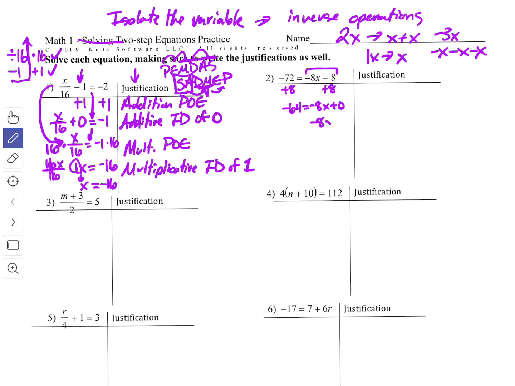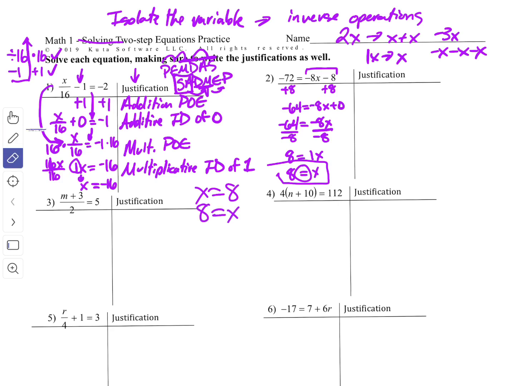That 0 we drop off because of that identity property. So now I've got -8 times x, so I'm going to divide by -8, giving me a positive 8 equals 1x. Then I can drop that 1x and I get 8 equals x. Now, some people will say that you can't have your answer looking like that. But remember, this is an equal sign. An equal sign means they're the same on either side. So x equals 8 is the same as 8 equals x. That doesn't matter. So then my justifications.